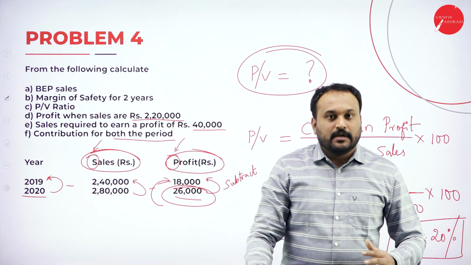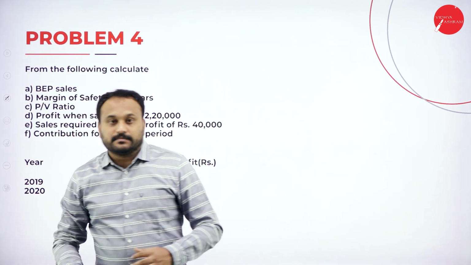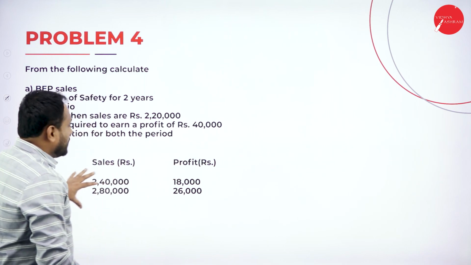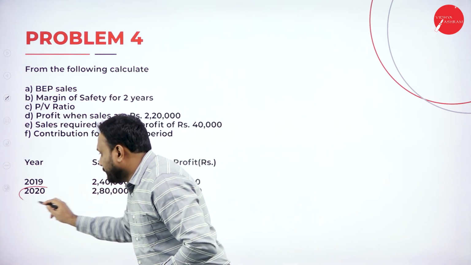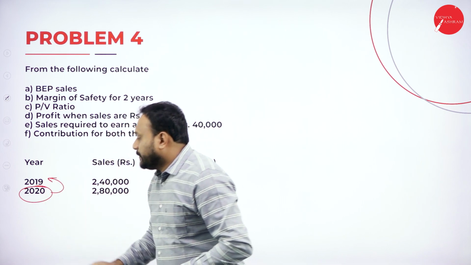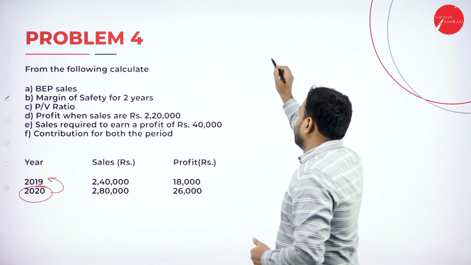Is it easy? I'll just teach you here once again. What is it that we have done? Now, these are the things which you are supposed to know. We are supposed to subtract the 2020 figure from the previous year, that is, current year minus previous year. So here, what is the PV formula?